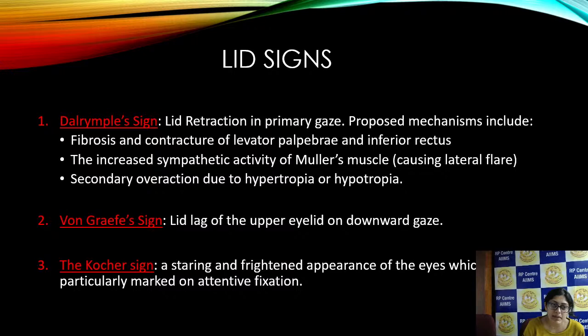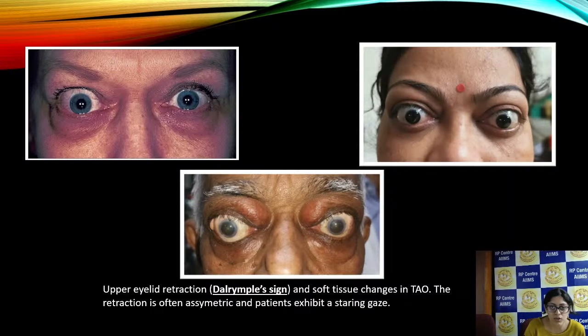The lid signs which are mainly seen are the Dalrymple sign, the Von Graefe sign, and the Kocher sign. The Kocher sign is a staring and frightened appearance of the eyes. The Von Graefe sign is a lid lag on down gaze, and the Dalrymple sign is a lid retraction in the primary gaze, mainly due to fibrosis and contracture of the LPS muscle and increased sympathetic activity of the Muller's muscle.